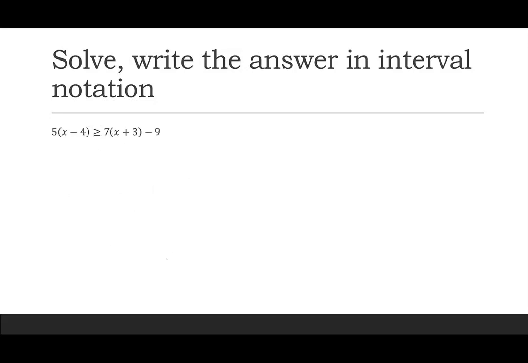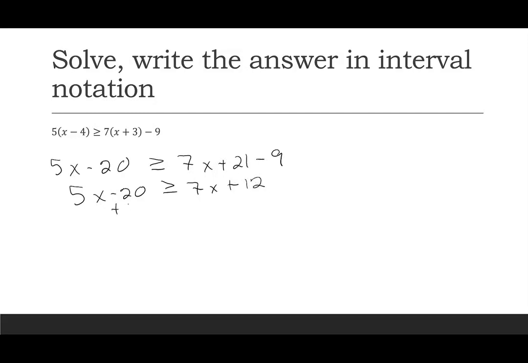This one says 5 times x minus 4 is greater than or equal to 7 times x plus 3 minus 9. I'm going to start by distributing. I have 5x minus 20 is greater than or equal to 7x plus 21 minus 9. The left side looks good, 5x minus 20. The right side says 7x, and then if I do 21 minus 9, I get 12. Let's move the 20 over to the right side. Going to add it to both sides. So I have 5x is greater than or equal to 7x plus 32.